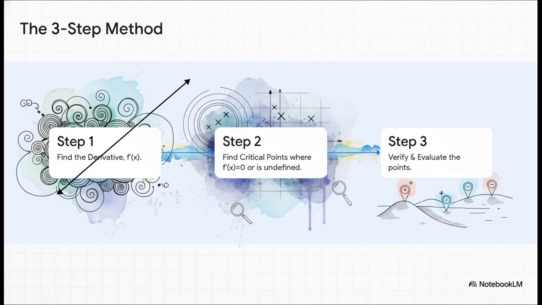And that leads us to our game plan, a really simple but super powerful 3-step method that works every time. Step 1, you find the derivative of the function. Step 2, you use that derivative to hunt down all the critical points. And step 3, you test those points to figure out if they're a max, a min, or maybe neither. Let's put it into practice.